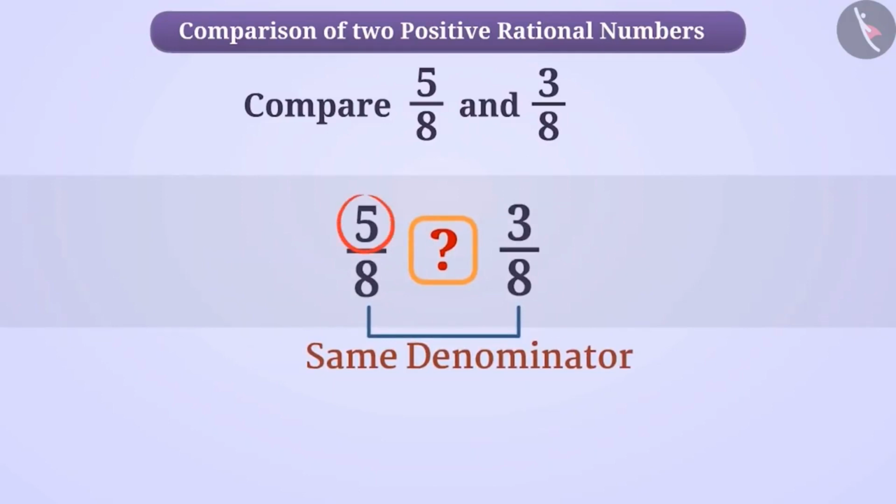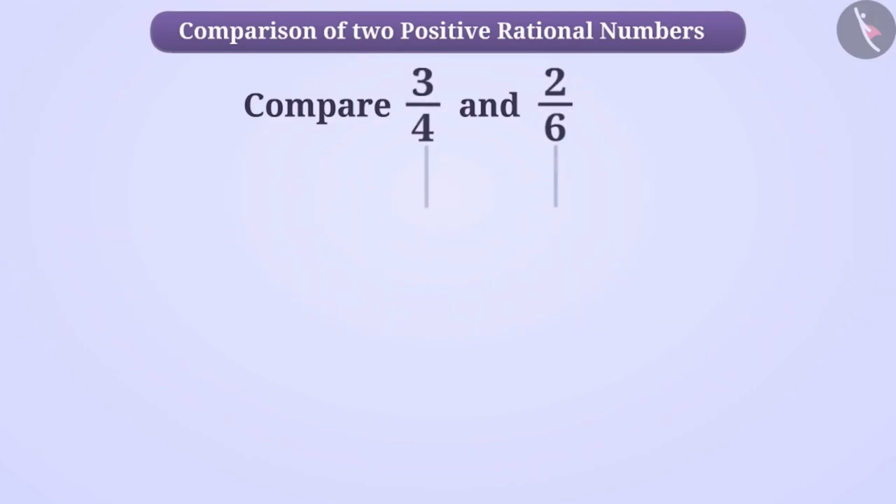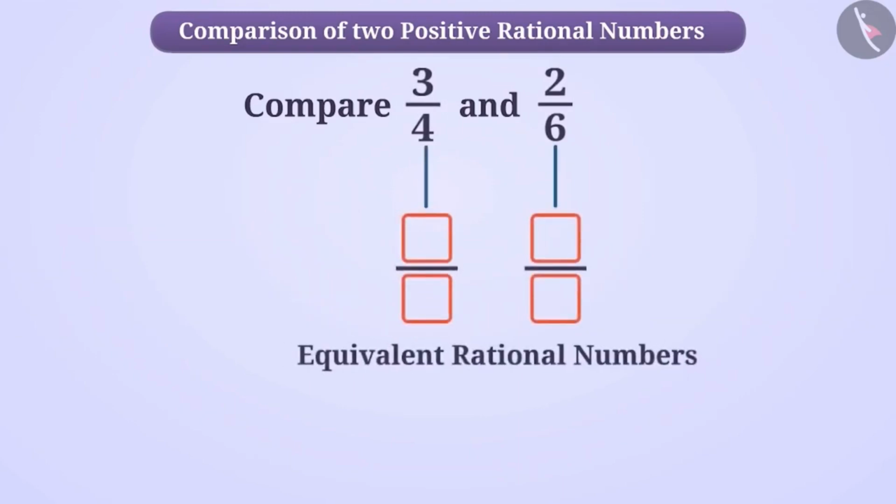greater numerator is greater. For example, both 5/8 and 3/8 have the same denominator, but the numerator of 5/8 is 5, which is greater than the numerator of 3/8, that is 3. Therefore, 5/8 is greater than 3/8. If the denominator of rational numbers is not equal, then we find an equivalent rational number whose denominator is equal.